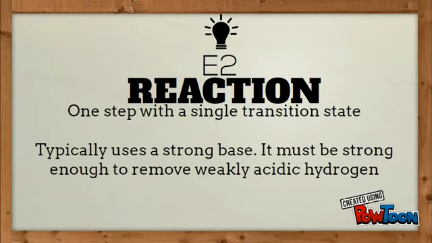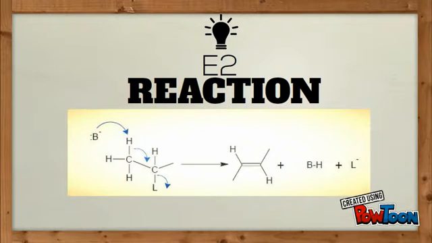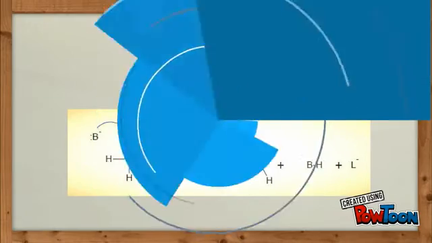We proceed to the E2 reaction. It only has 1 step with a single transition state. Typically uses a strong base. It must be strong enough to remove weakly acidic hydrogen. So, this is the general reaction mechanism.